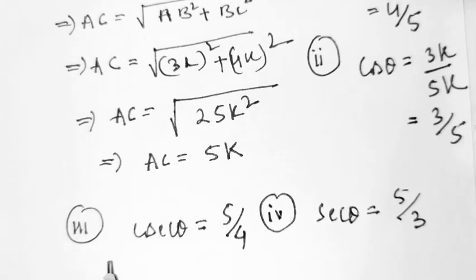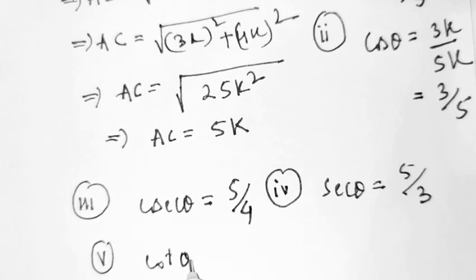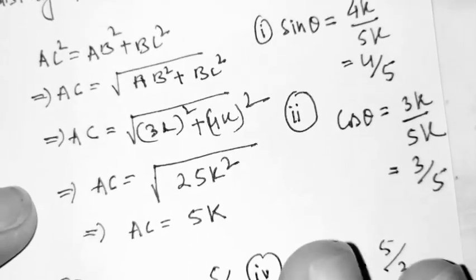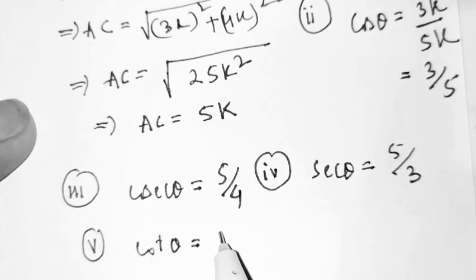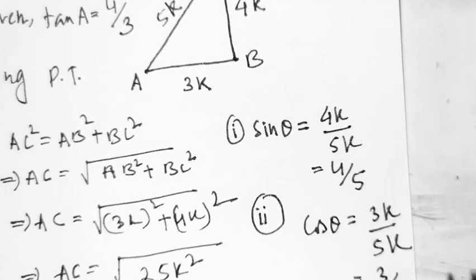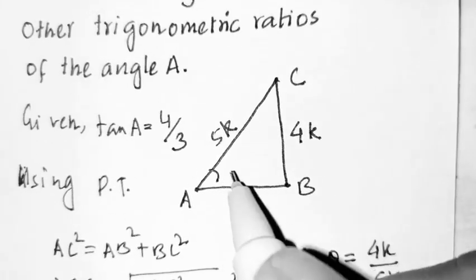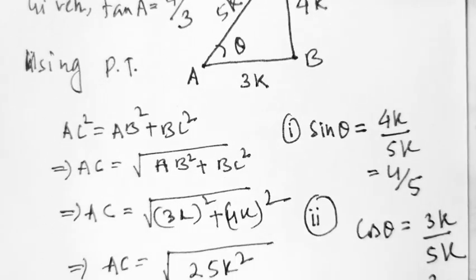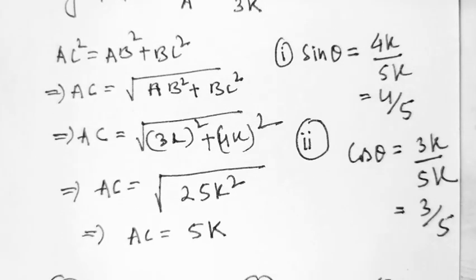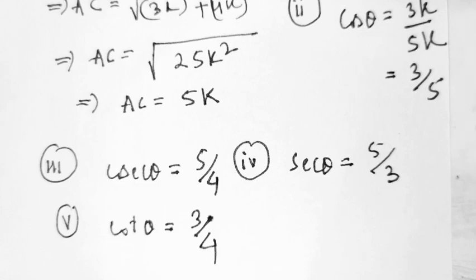And the last one, that is cot theta. Cot theta is a reciprocal of tan theta, so simply I can write the reciprocal of tan A, so it will be 3 by 4. So here I have used the symbol theta in place of A. Simply you can give it as theta. So if I write theta or A, no problem at all. And if you want, then you can write A in place of theta. No problem at all.